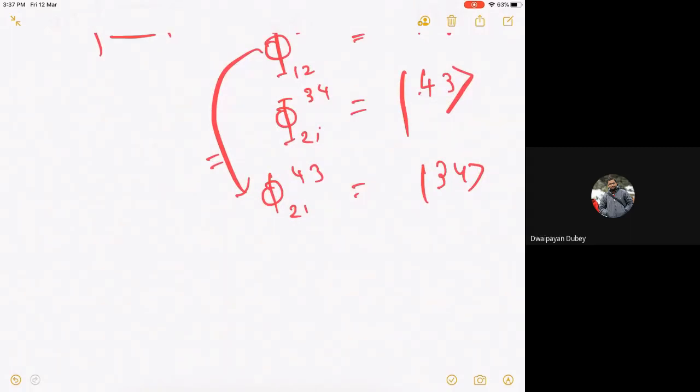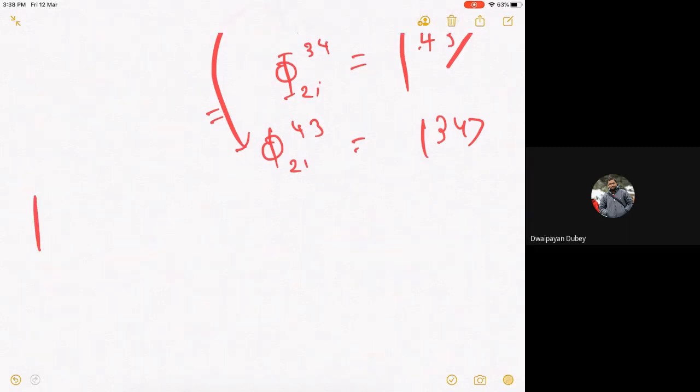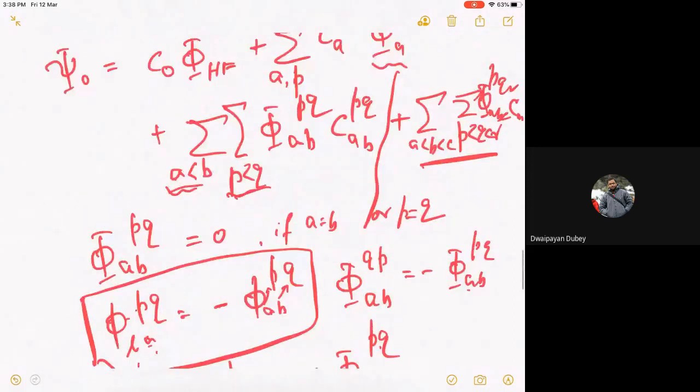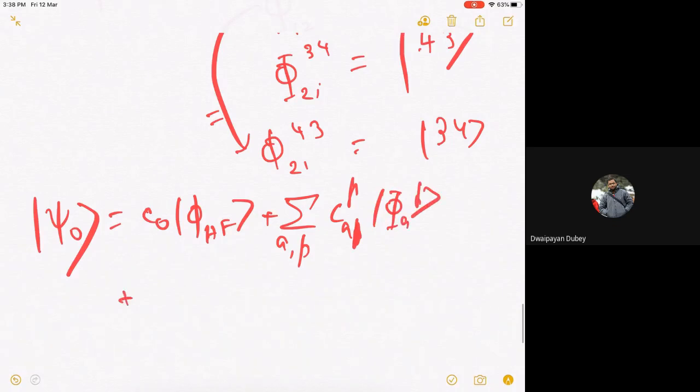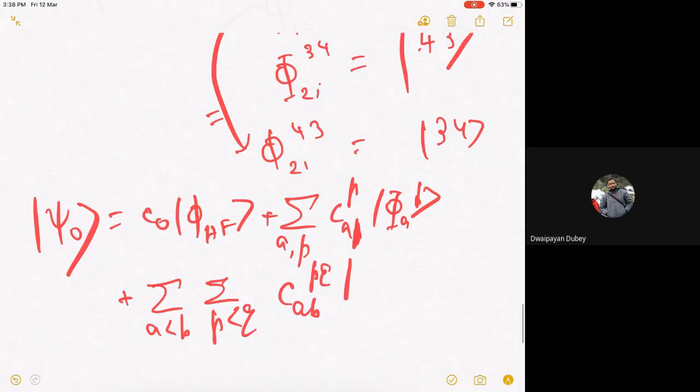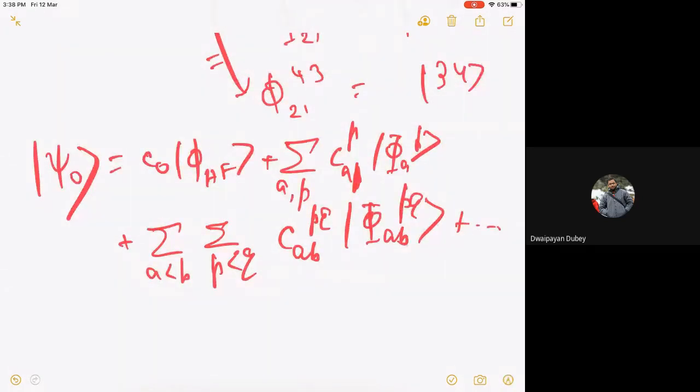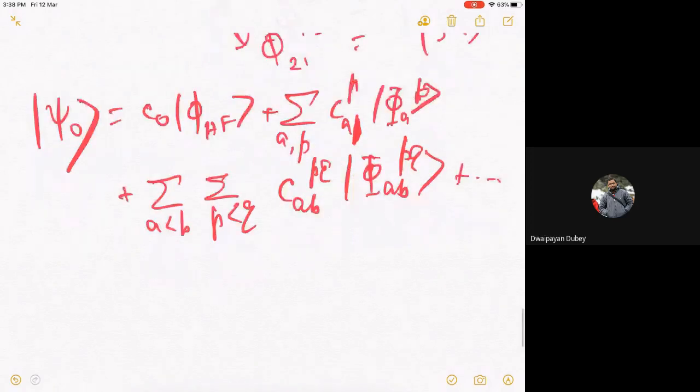If there is any question, please ask me before we proceed further. If that is so, then I just wanted to write to you that psi 0, C0, phi Hartree-Fock, now using the Dirac notation to write this, plus, so the whole thing is sum over AP CAP phi AP, plus A less than B, and so on. So I have these n-tuply excited determinants, all of them.